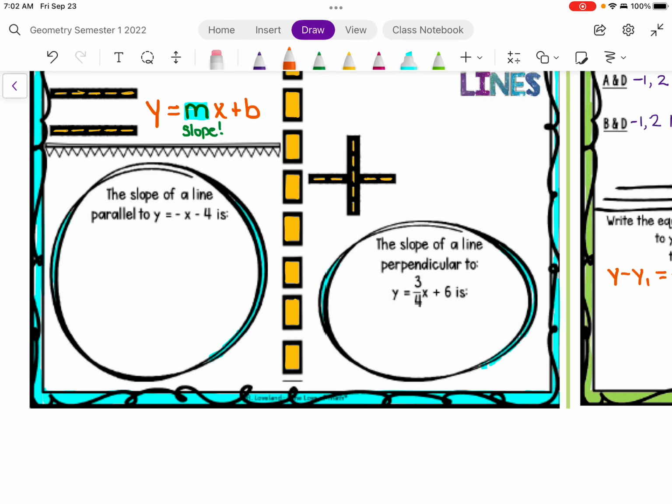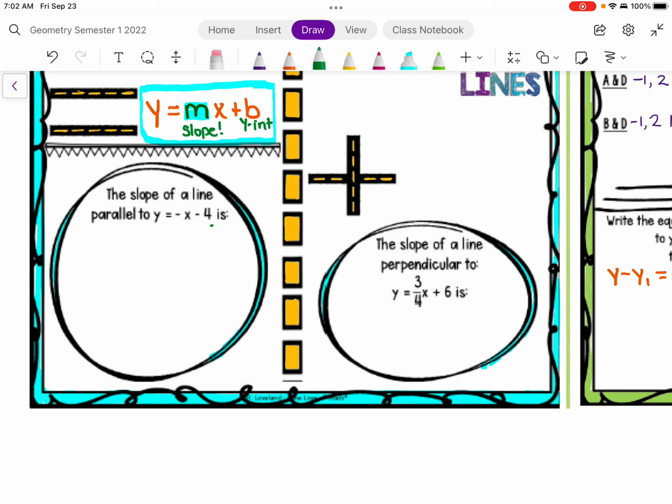All right, welcome back for 2-4 part 2, where we're talking about the slope of a line parallel to a line, but this time we're just given the equation. So maybe you remember from Algebra 1, y equals mx plus b. And remember that m is always the slope and b is always the y-intercept.